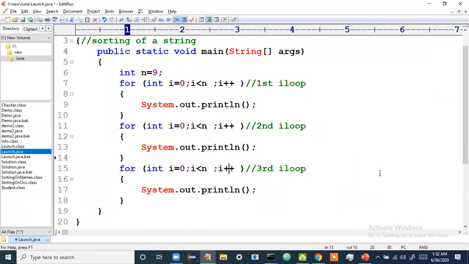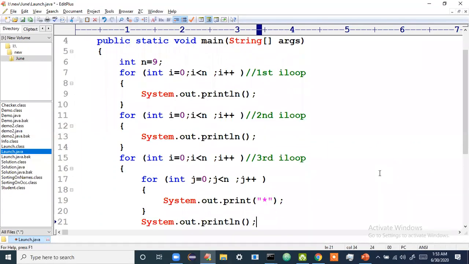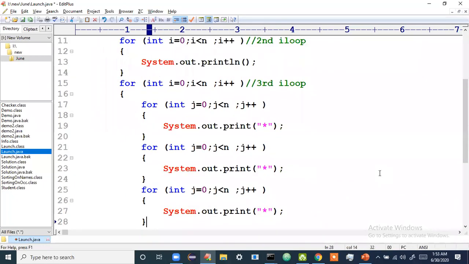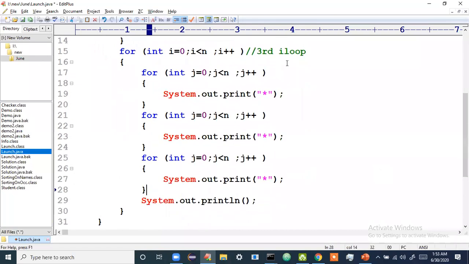So I'll write here: for loop in J should start from 0, J is less than n, J plus plus. Here it is System.out.print, not println, print star. How many J loops? 3 J loops. So I'll copy this J loop and paste it after the J loop. So totally now there are 3 J loops. This will be the first J loop, this will be the second J loop, and this is the third J loop.